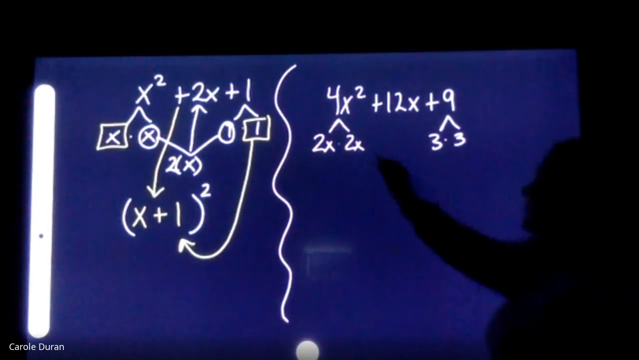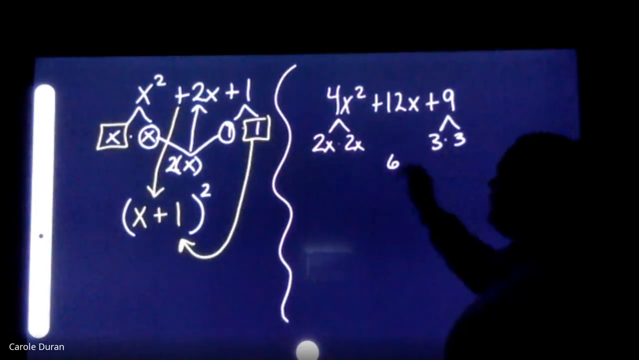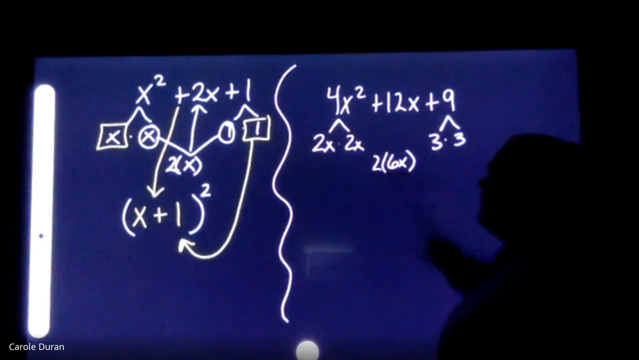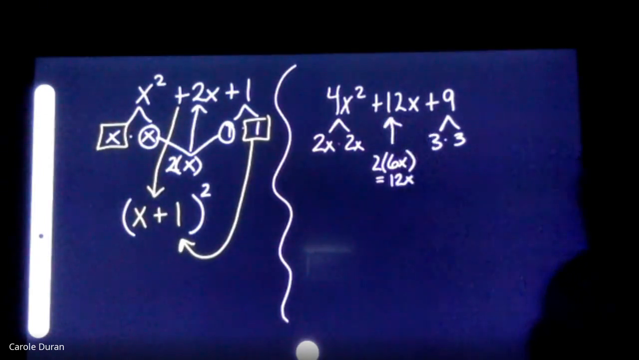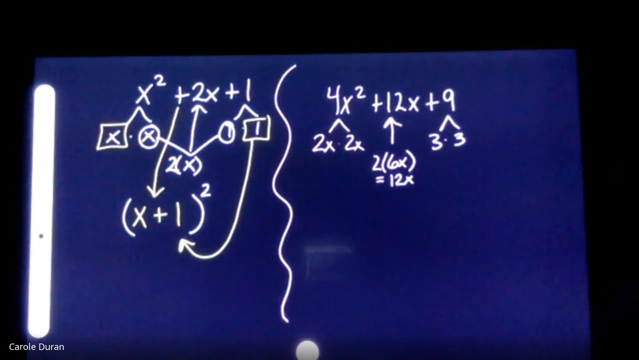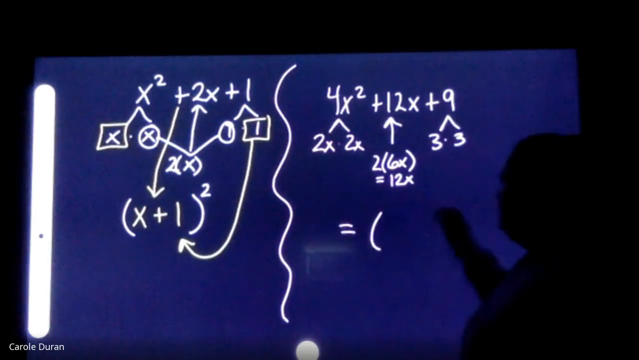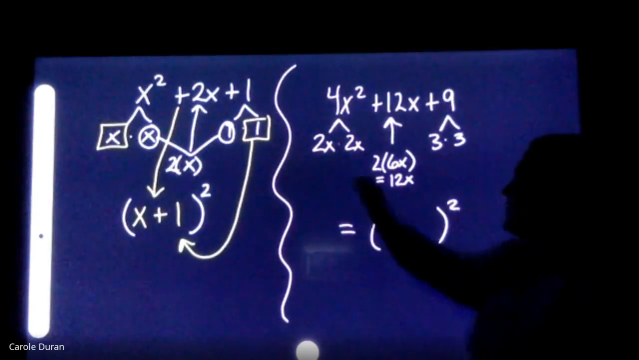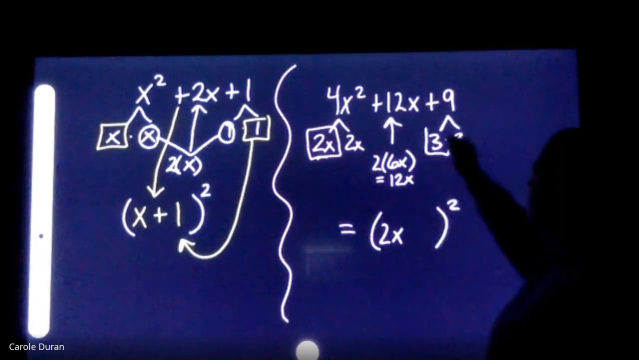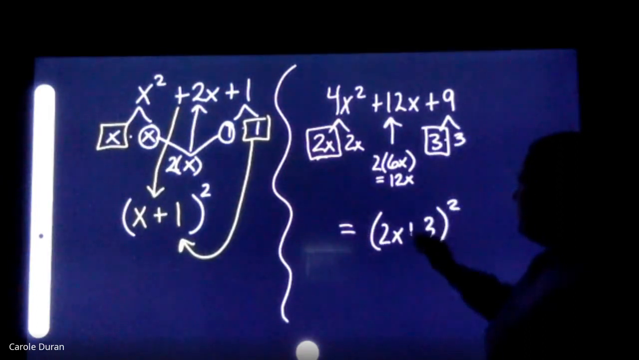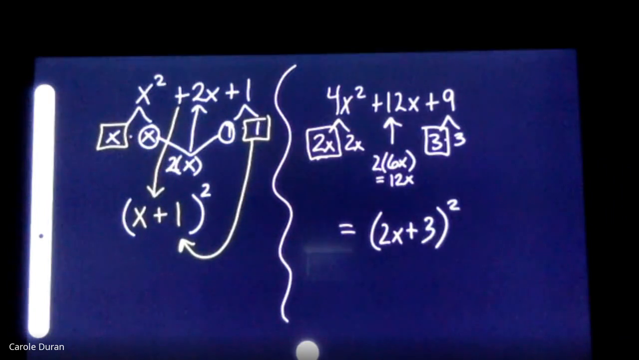When I put 2x times 3 together, I get 6x. And when I double it, that gives me 12x, which matches the middle term of my trinomial, so I'm good to go there. So from here, I just need to factor. It's going to be the root of my first term and the root of my third term with the sign of my middle term.